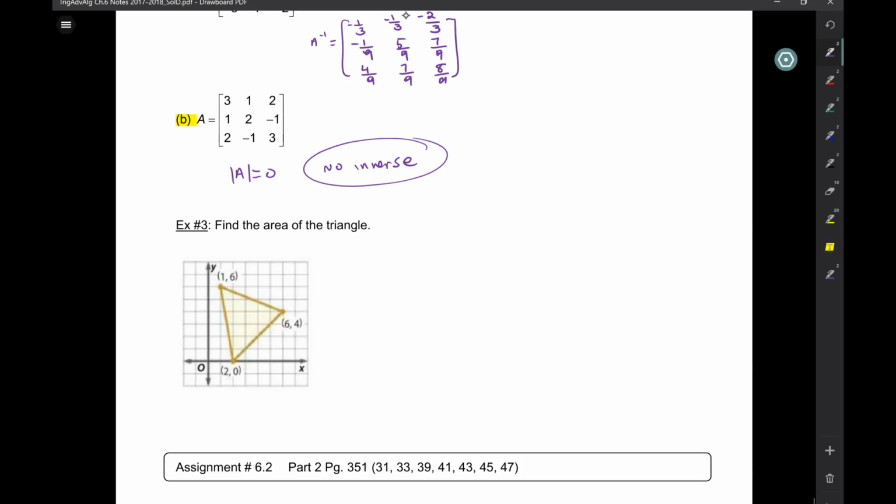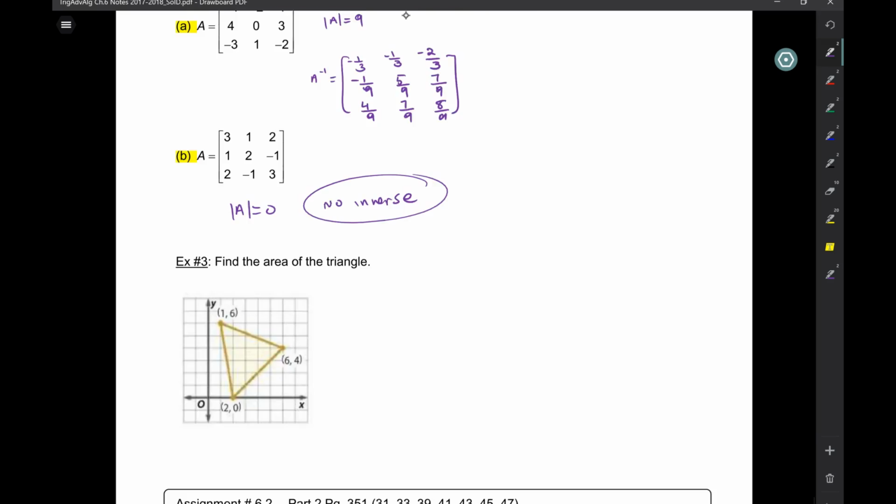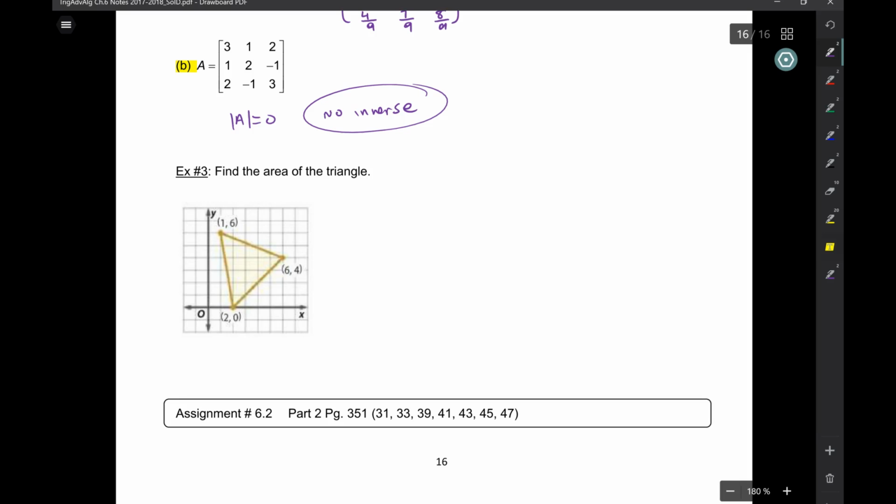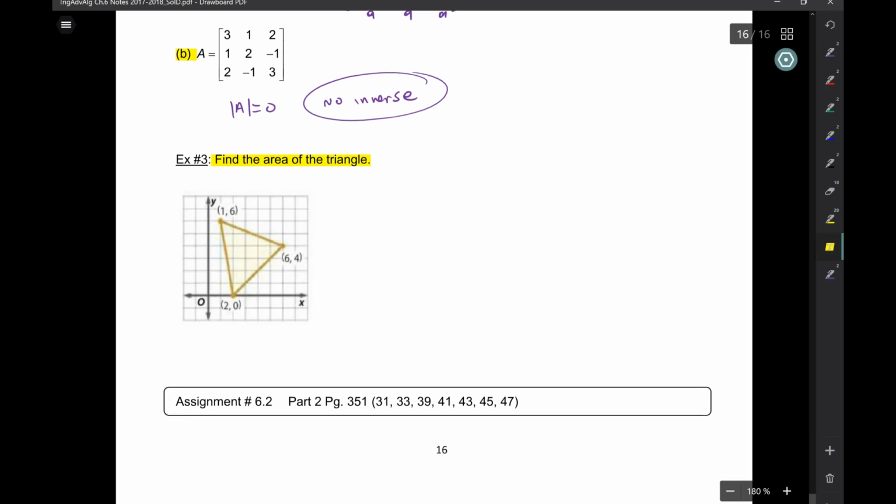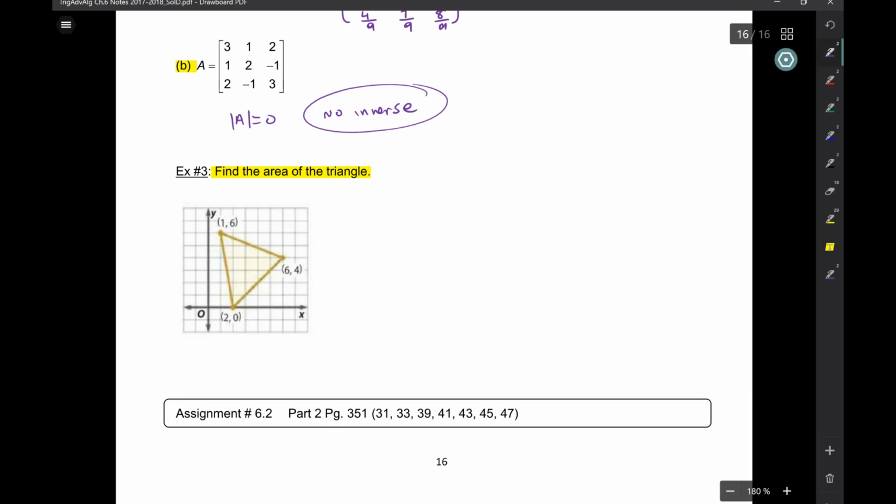Now, I need to find the area of this triangle. All right? So what you have is just the 3 vertices of this triangle, and you want to find the area of it. And we've always known that the area of a triangle is half times base times height. So for this, you need to use the distance formula to find the base, and the distance formula to find the height. Or we could do matrices.